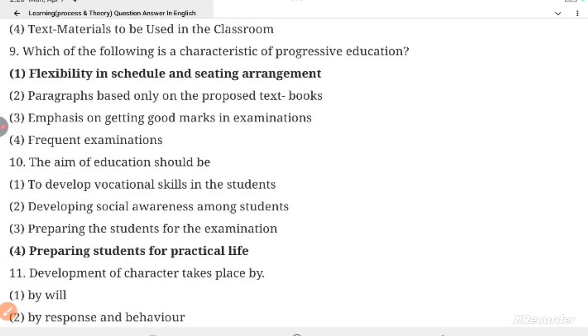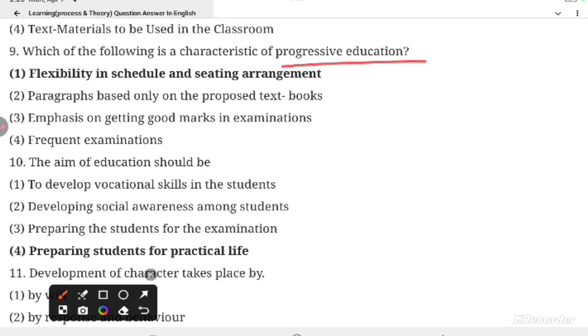Question 9. Which of the following is a characteristic of progressive education? Our options are: first, flexibility in schedule and seating arrangement. Second, paragraph based only on the prescribed textbook. Third, emphasis on getting good marks in examination. And fourth, frequent examination. And the correct option is flexibility in schedule and seating arrangement. Flexibility in schedule and seating arrangement is a characteristic of progressive education.